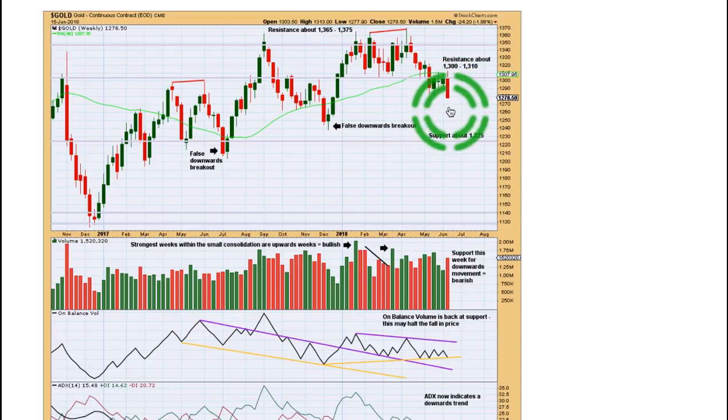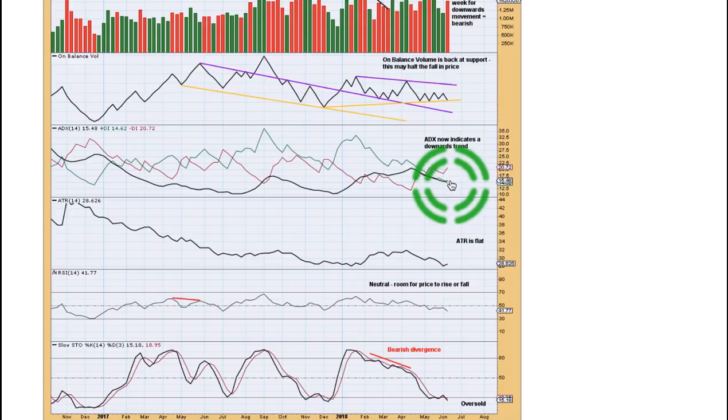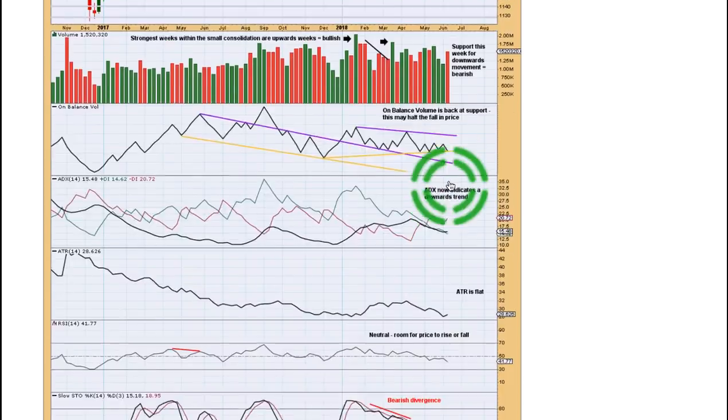However, at this stage, price is falling. That is the fact, and ADX now finally tells us that at the weekly chart time frame, we do now have a downward trend.